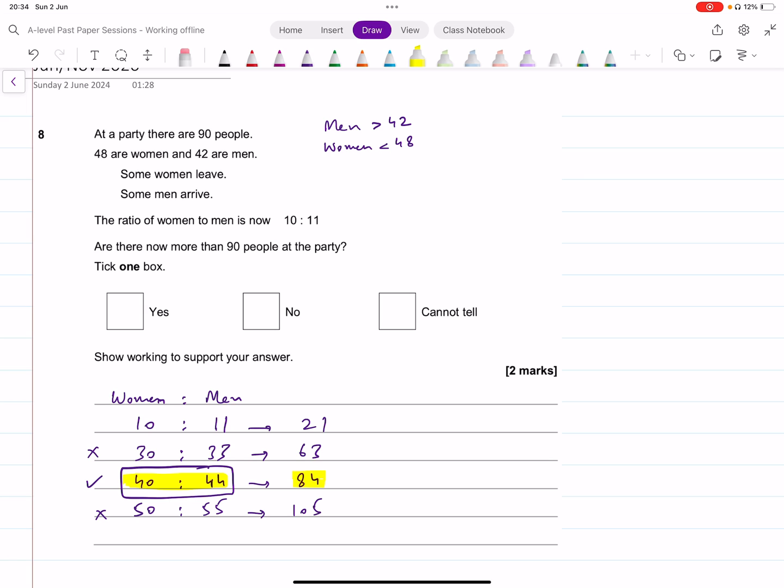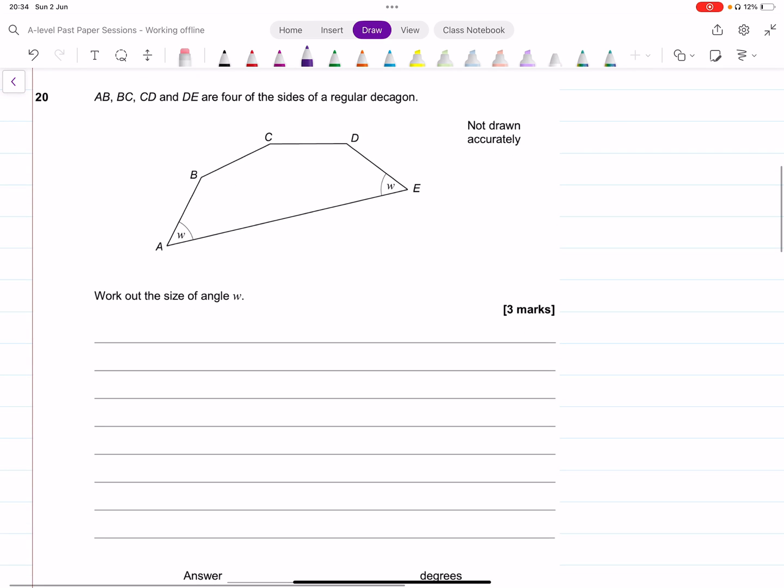So, are there now more than 90 people at the party? No, there are less than 90 people at the party now. Okay, let's move on. Question number 20 from this paper.